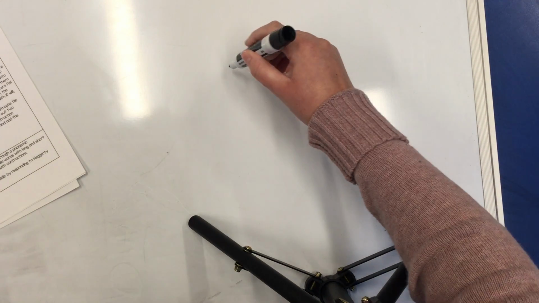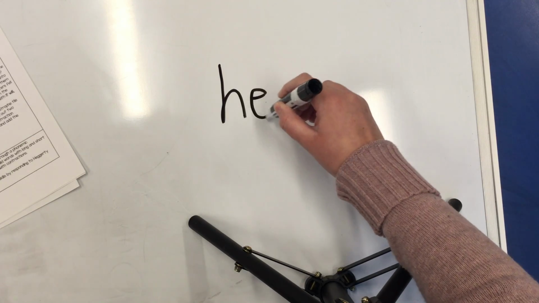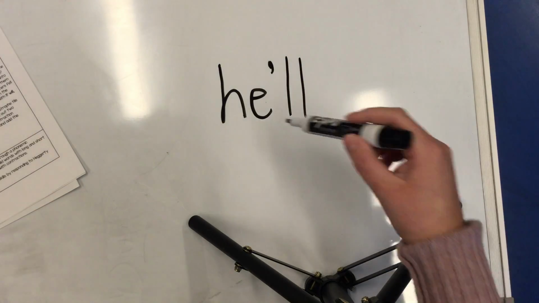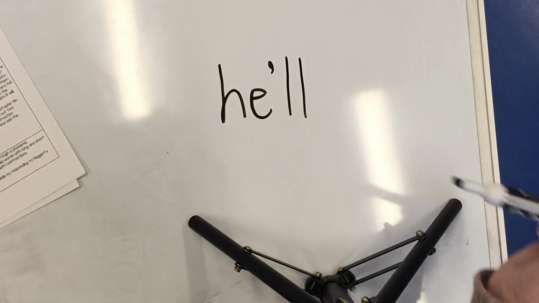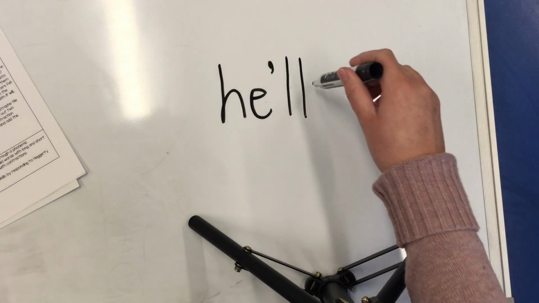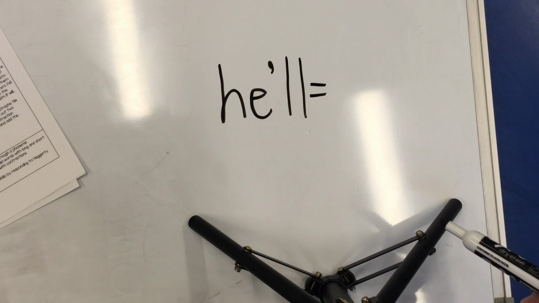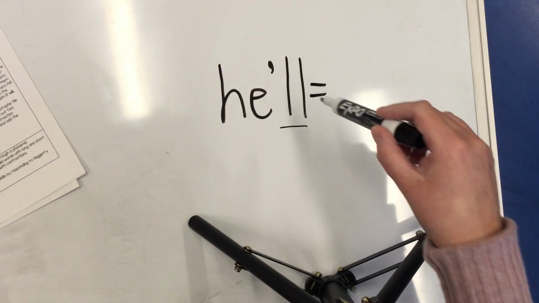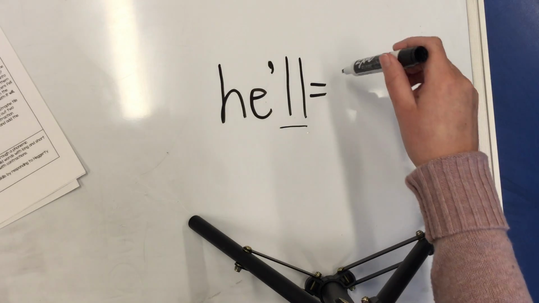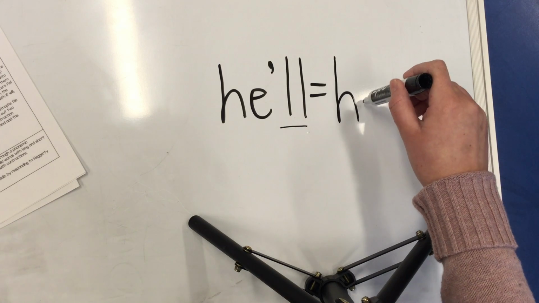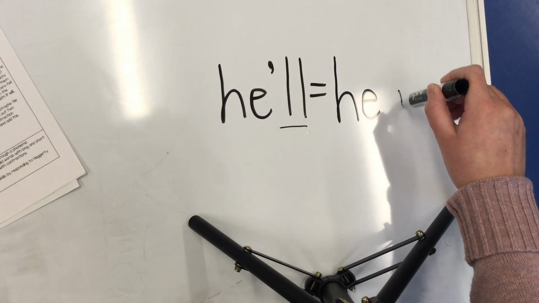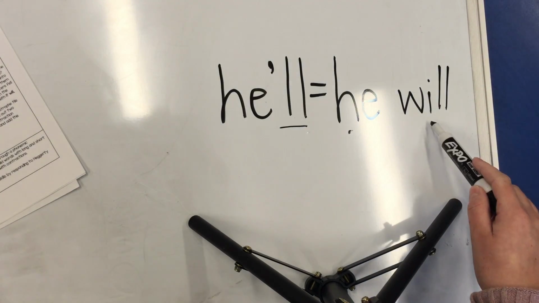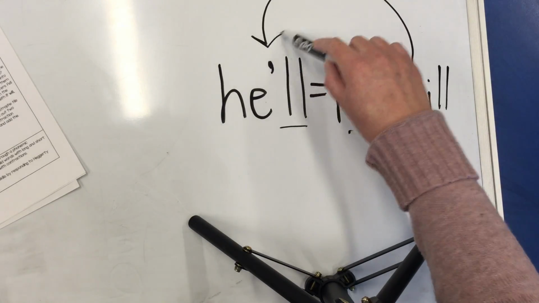Let's look at this contraction word. There's my apostrophe. So what do you think? This is the word he'll. What do you think two words made up he'll? Let's think in our brains. What was this word we were learning? This was the word we'll, remember? So the long way, it would be he will. So the contraction for he will is he'll.